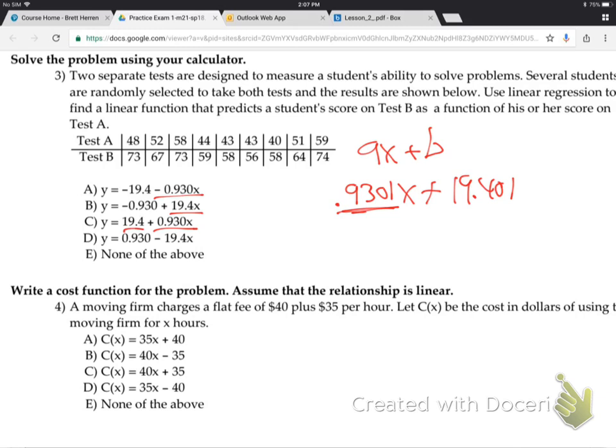So it doesn't matter what order they put the answers in. I know from my calculator who goes next to x. So you don't have to change to a different mode or anything. Does that make sense? We good on that? So the answer is C.